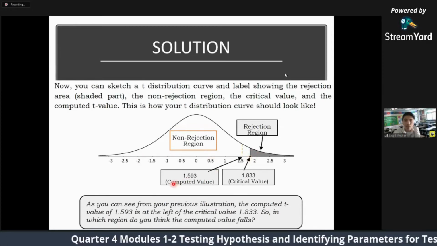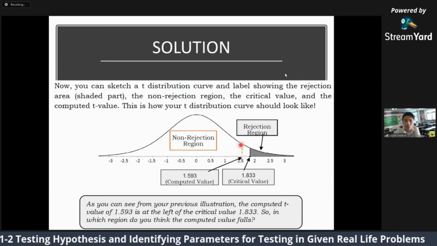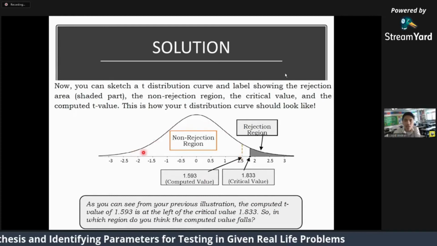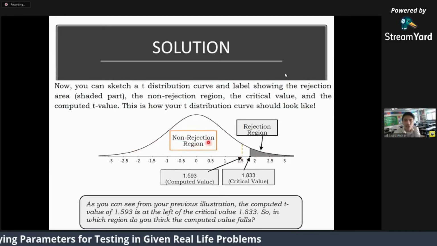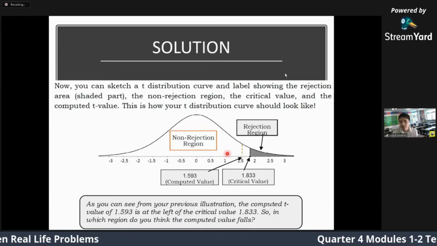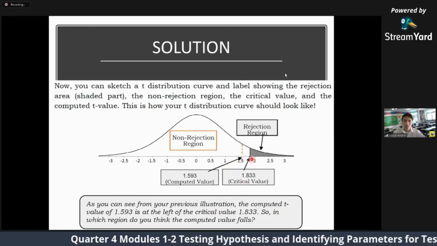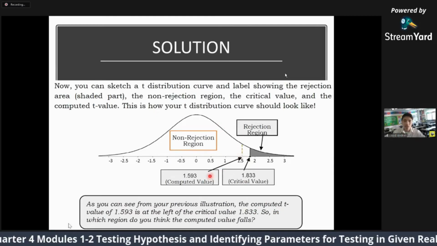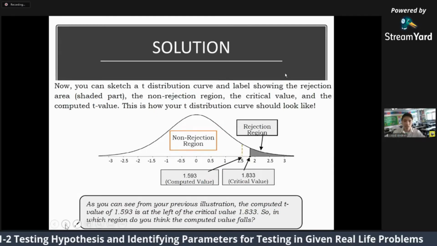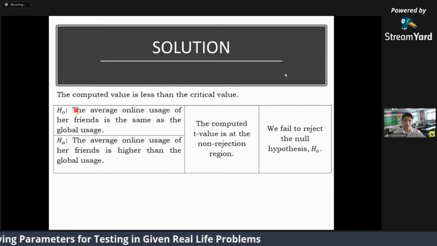Then your computed value is 1.593, a little before 1.5 to 2. So as we can see, it is in the non-rejection region. It is on the left of your critical value. So since it is on the left, we can now conclude or decide: the computed value is less than the critical value.